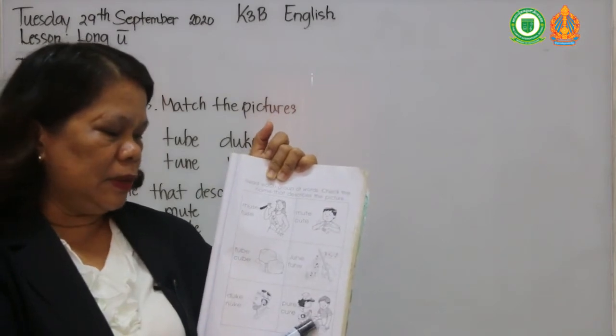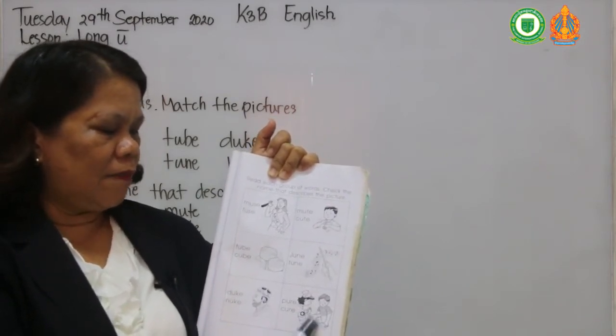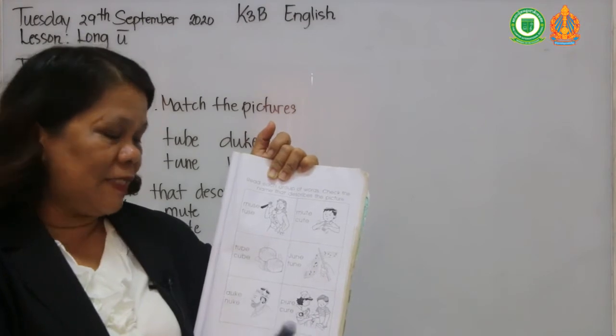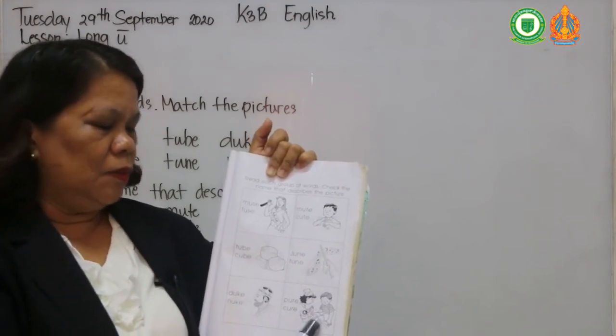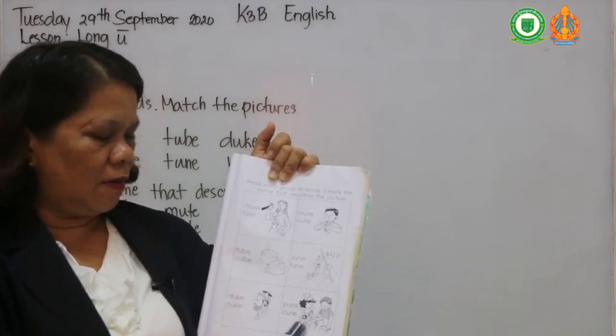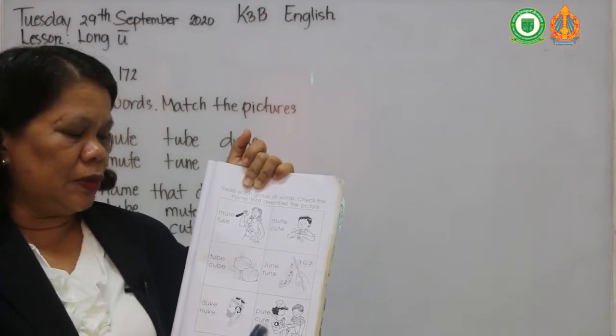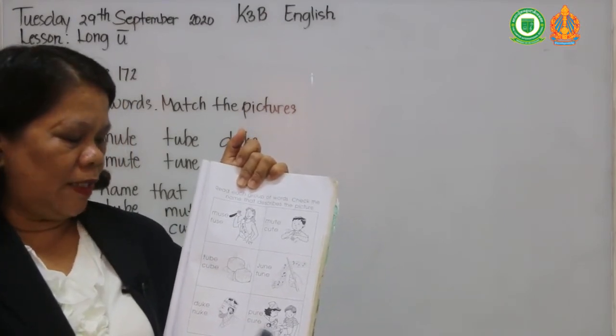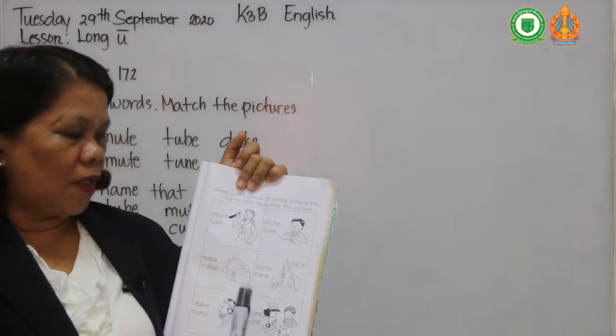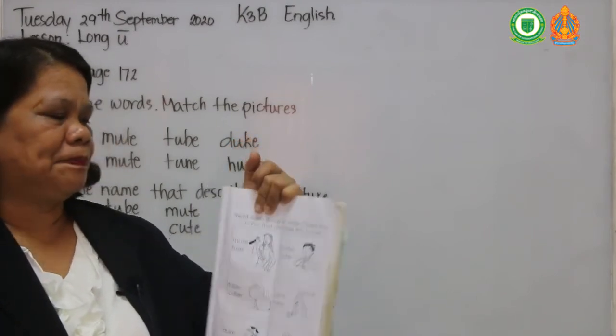And this is cure, okay? So the boy fell down. That's why he got wounds on his knees. So the nurse cured his wound, okay? Where is the word cure? You're going to check. Okay?